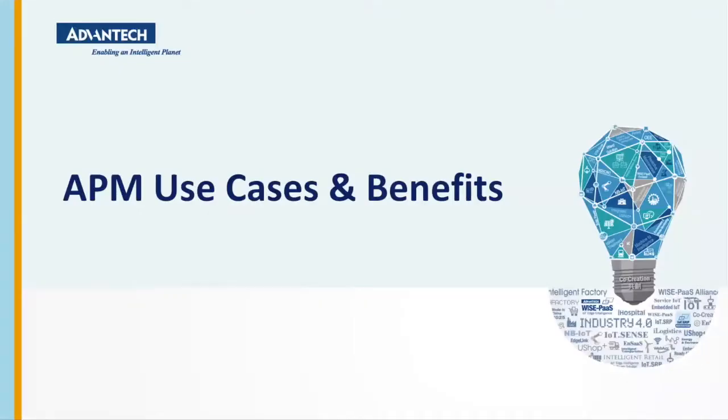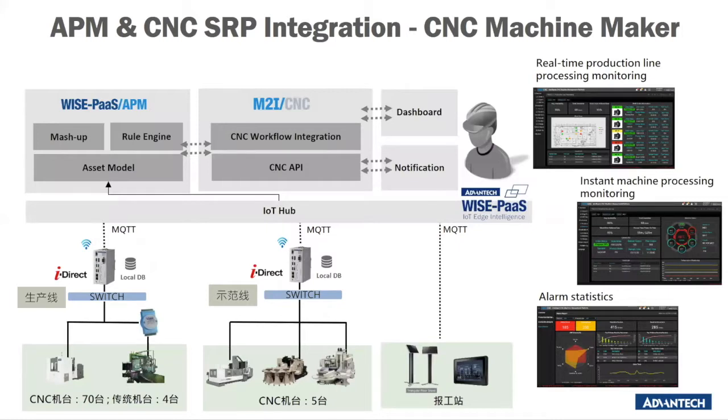Now I would like to share with you some APM use cases and the benefits that our partners get from APM. The first case is CNC SRP. CNC SRP uses APM for the device management configuration tool and builds their own CNC API and services on top of APM. So they can quickly deliver their own CNC services to their customers, like real-time production line process monitoring, instant machine process monitoring, and alarm statistics.